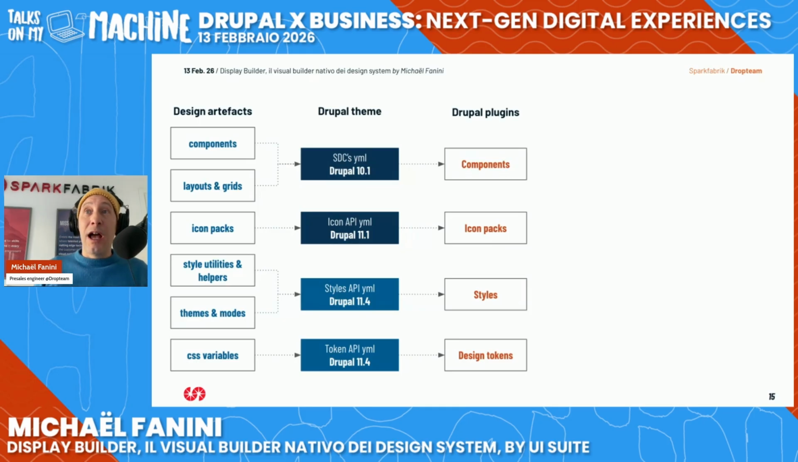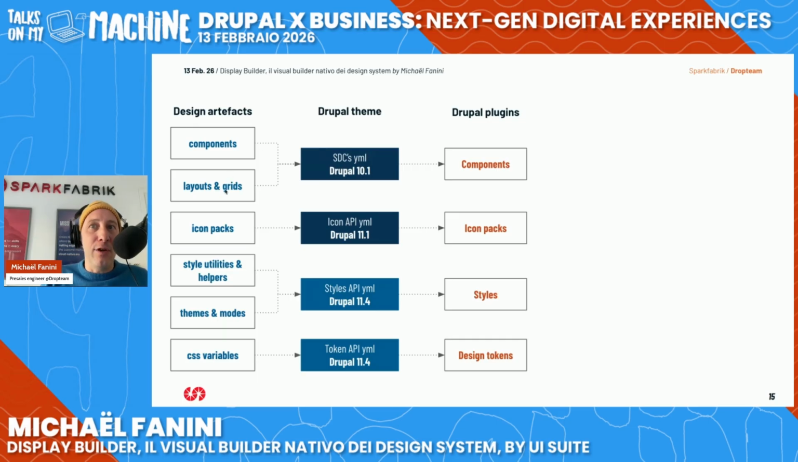So okay, how does it work? On this slide, you see at the left all the design artifacts, the main ones: the components, the grid and layout, icon packs, style utilities, themes and modes, CSS variables. Each of these parts today has its API inside Drupal or in contrib modules. You see there are 2 kinds of blues here. It's a reference to jazz also. The dark one is the APIs that are already in Drupal core.